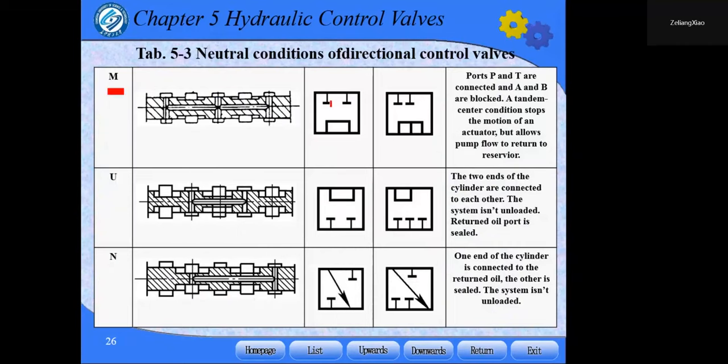M type, here you can see A, P, B, T. P and T are connected, and A and B are blockage. U and N types, you can see that they are similar to this. I'll also describe them in detail.